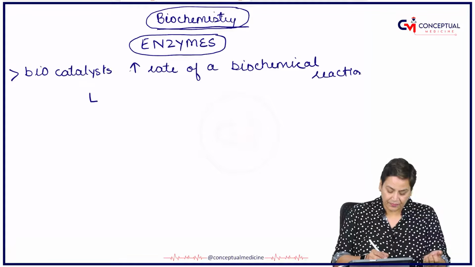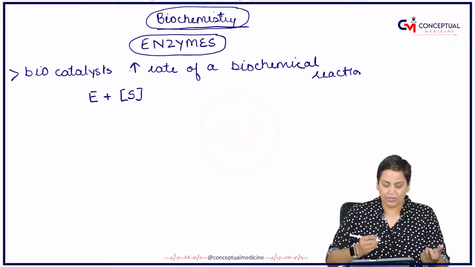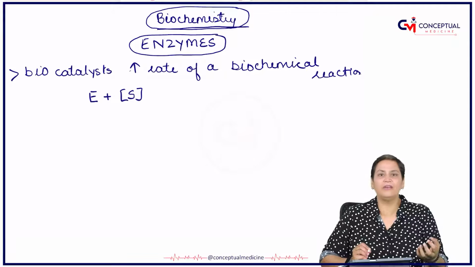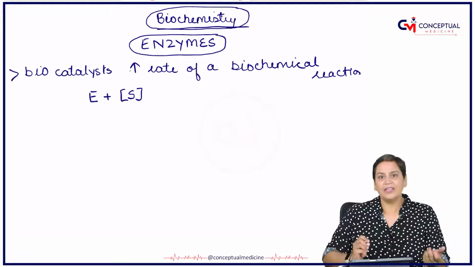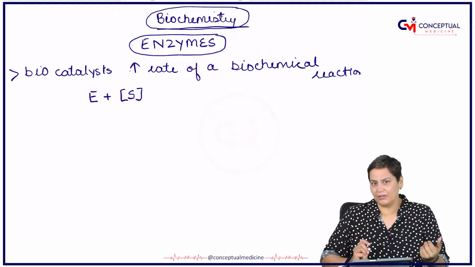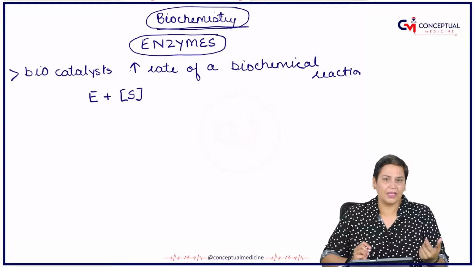Basically, they will always combine with the substrate. As you have studied in chemistry also, whenever the reactants combine, they are going to collide with one another. That is the number of effective collisions. The more the number of effective collisions, the more will be the reaction. And obviously the catalyst is going to increase the rate of that reaction. The same happens with enzymes.